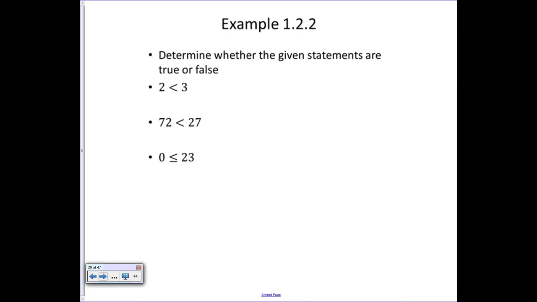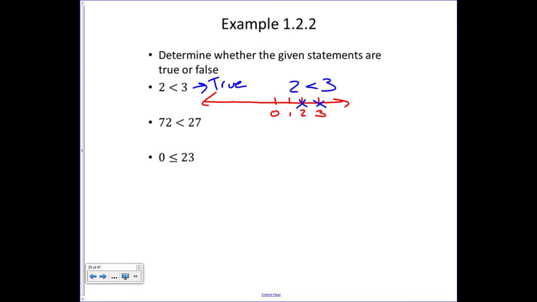So we want to determine whether these statements are true or false, and we can use a number line to do this. But I'm not sure that we necessarily need it. If we draw a number line, 0, 1, 2, 3, we can see that 2 is to the left of 3, so that means that 2 is less than 3. So this one is true.